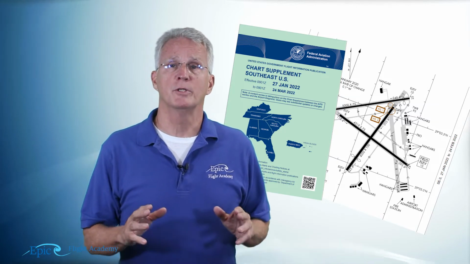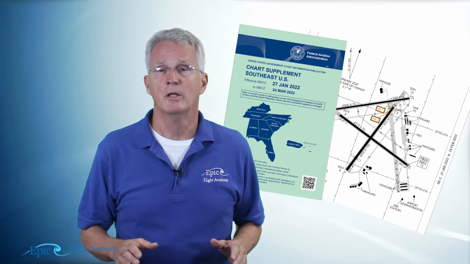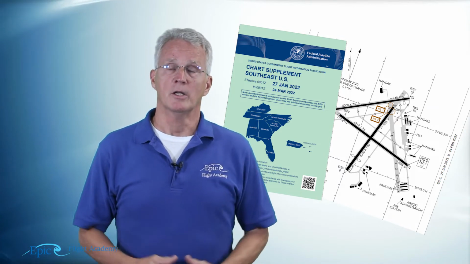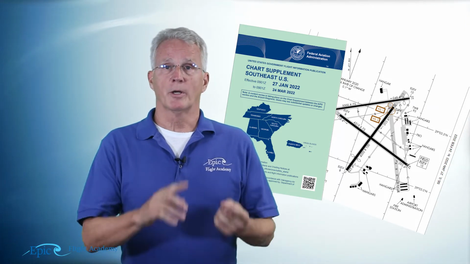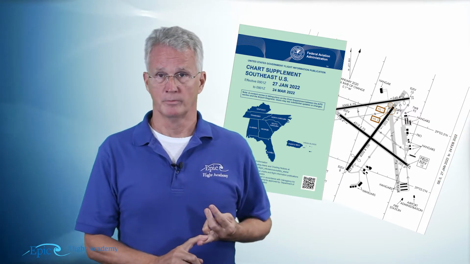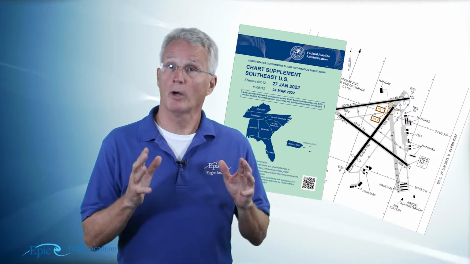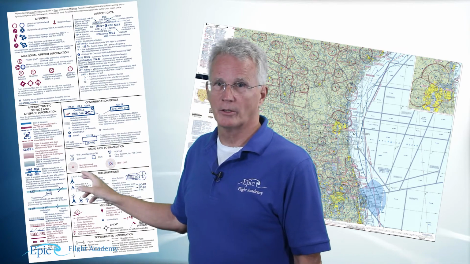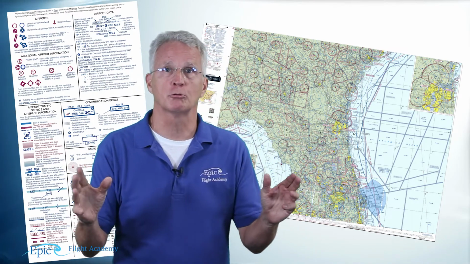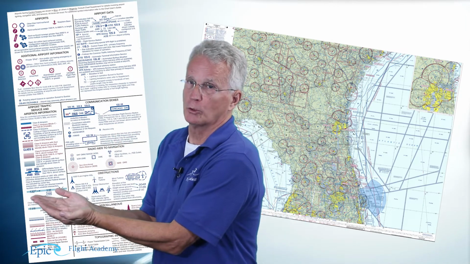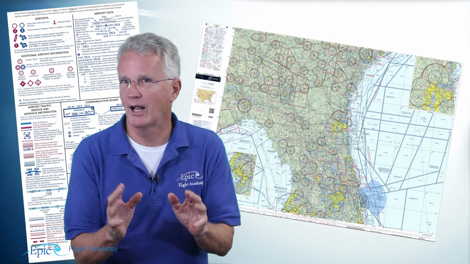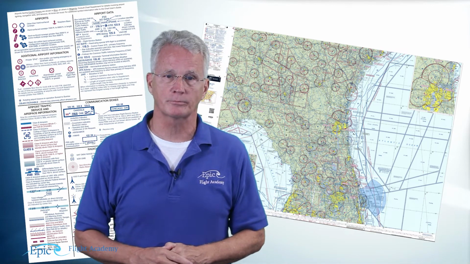Next, I want you to be sure to review the chart in detail. Now, you remember from previous videos, we talked about the area chart, the sectional chart, and the WAC chart. For your cross countries in the private pilot course, you're going to work primarily with the sectional chart. Now, you can see here this graphic from our online course. The legend for that sectional chart is a treasure trove. I mean a treasure trove of very valuable and important information.